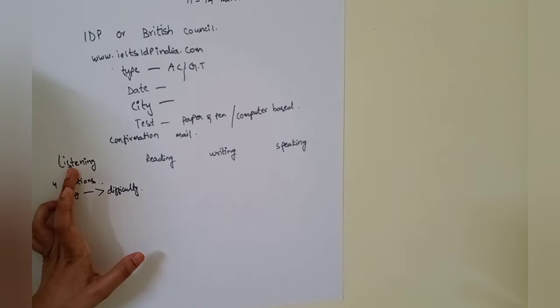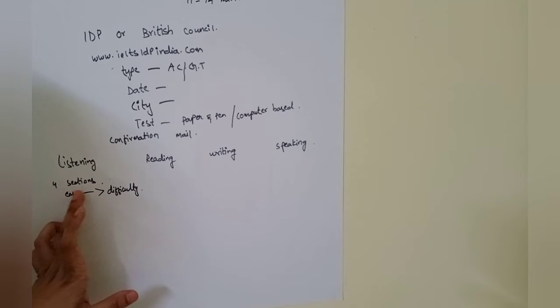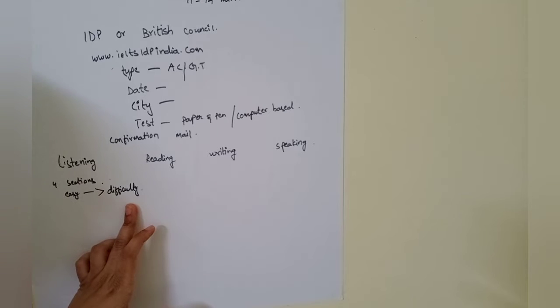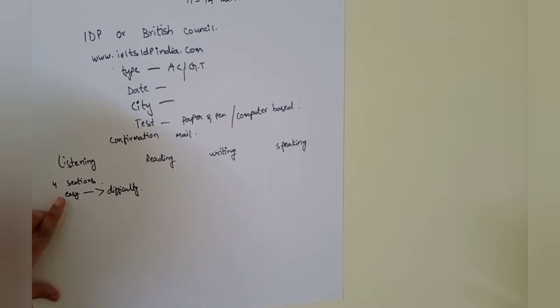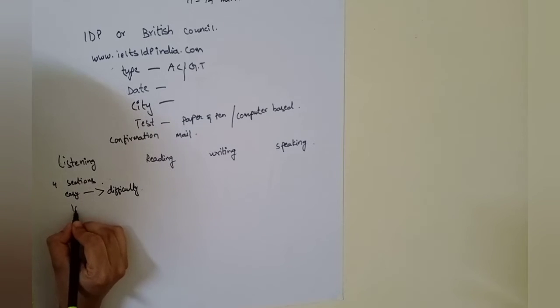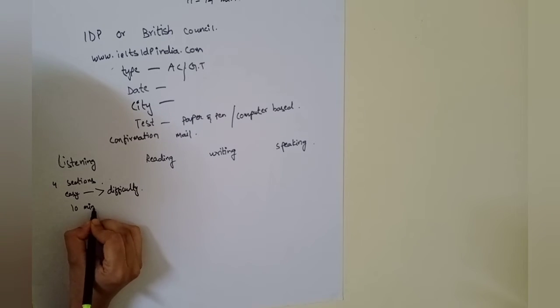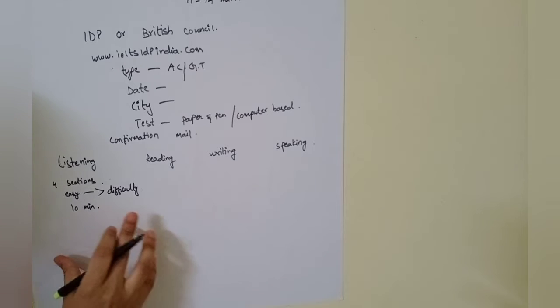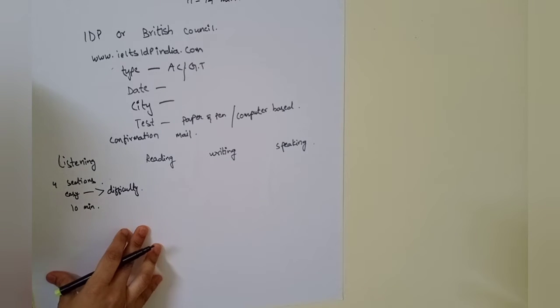Let's start with the listening test. It consists of 4 sections in the increasing order of difficulty. It is a simultaneous process of listening and writing. You will hear an audio recording to which you have to answer the questions in the question booklet. You will be given an extra 10 minutes at the end of the test to transfer the answers from the question booklet to the answer sheet, which will be given by the test center.